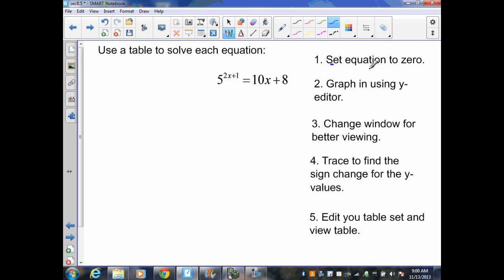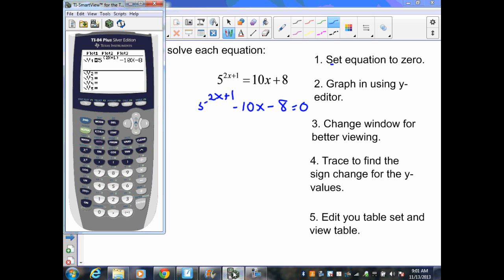So let's begin by setting the equation equal to 0. That's going to give me 5 to the 2x plus 1 minus 10x minus 8 equals 0. Now I want to graph using the y-editor in your calculator. I've already entered this equation into my y-editor. Now I want to graph that function. As you can see, this is not a good view. So the third thing it says is to change the window for better viewing. We've done this many times.